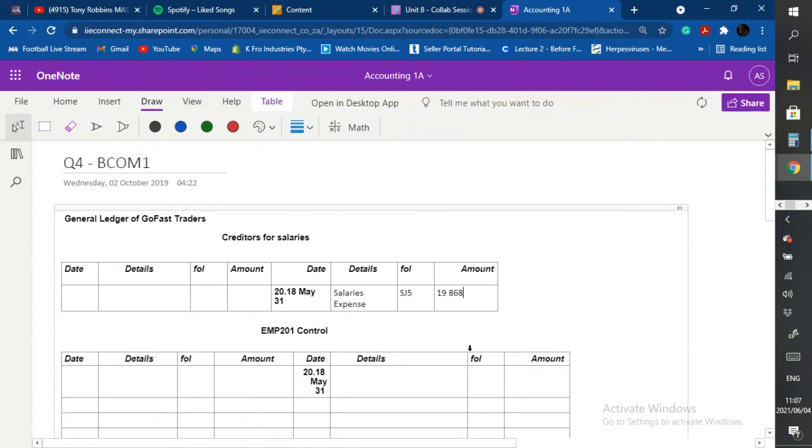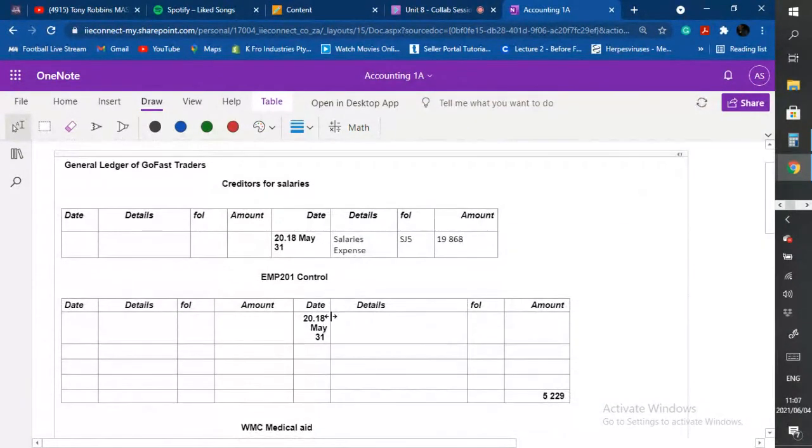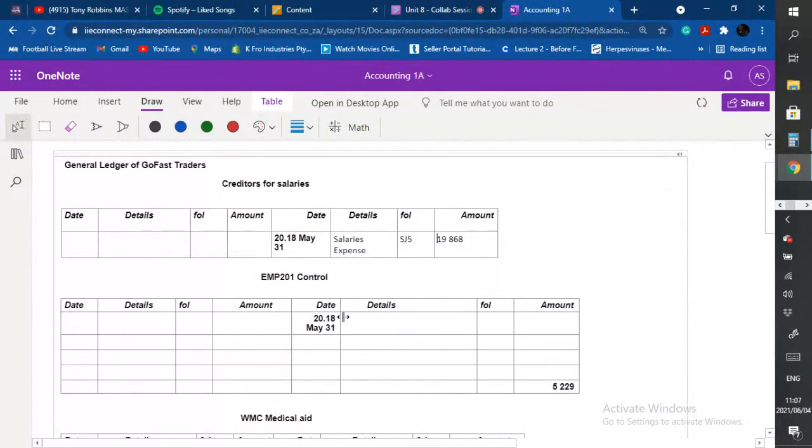Okay, right, cool. So we've dealt with that. Then we go on to the next. We now go to the EMP 201. And remember, I told you guys the EMP 201 is where the declaration is. And this is the document that is sent to SARS.